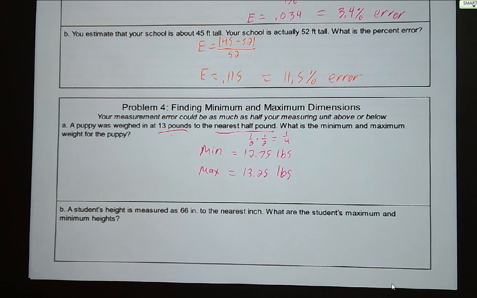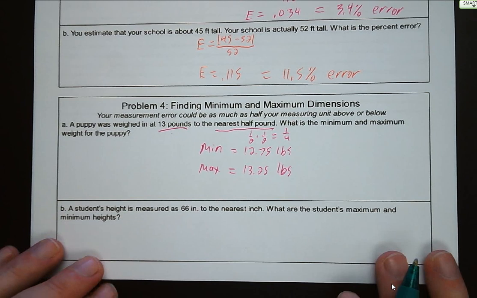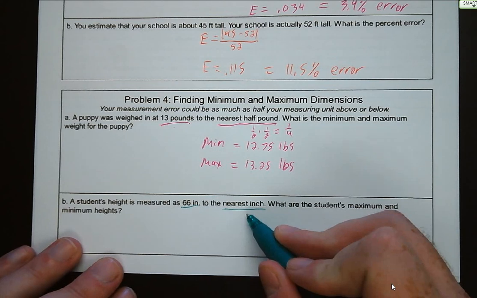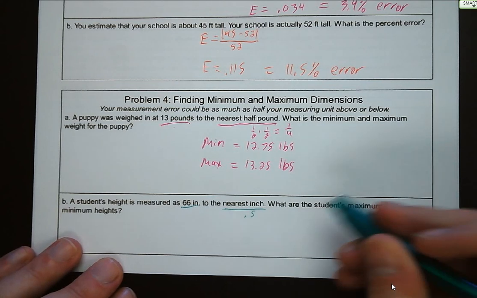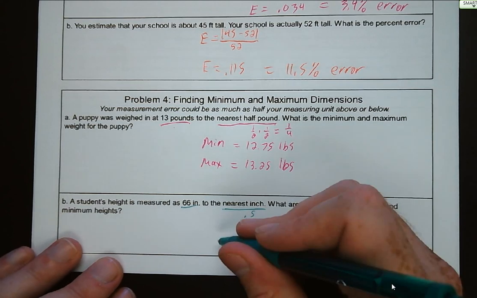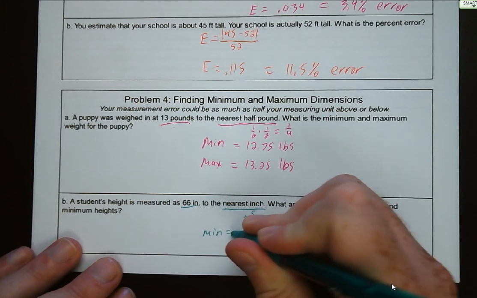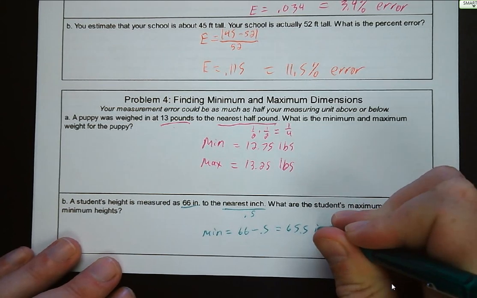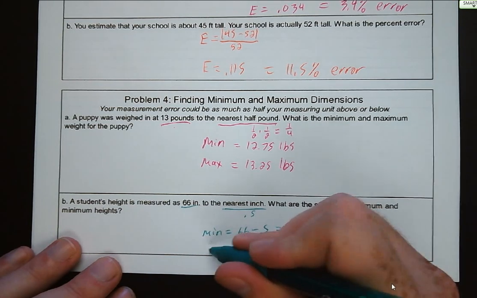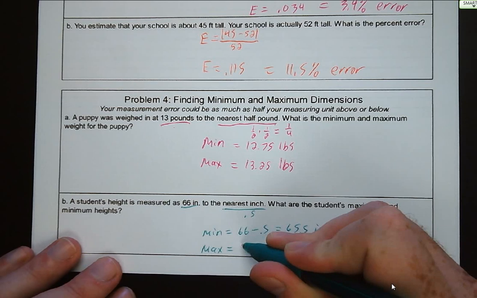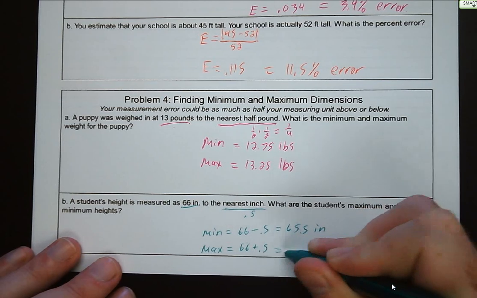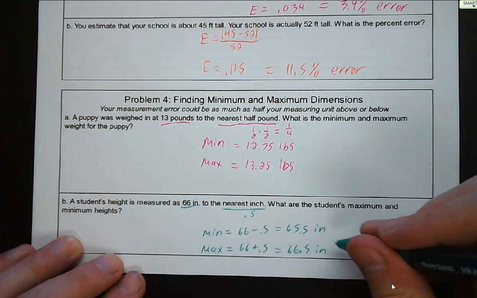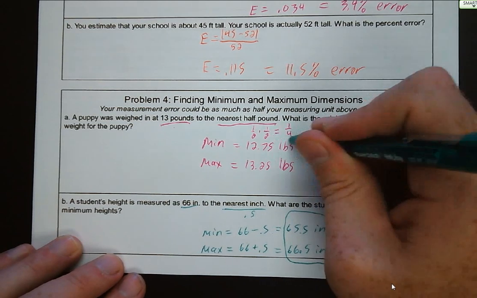All right. Letter B, a student's height is measured at 66 inches to the nearest inch. So half of the nearest inch would be a half inch. What are the student's maximum and minimum heights? So we have min is going to be 66 minus 0.5, which is 65.5 inches. The max is going to be 66 plus 0.5, which is 66.5 inches. That's all you need to do for this section.